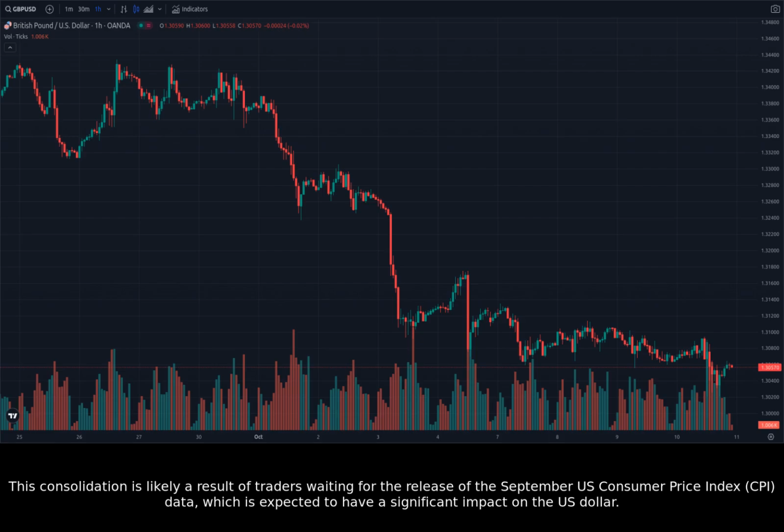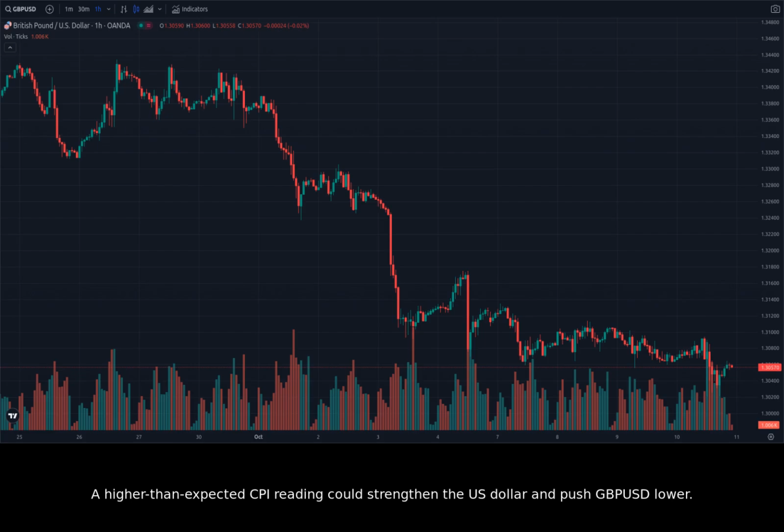This consolidation is likely a result of traders waiting for the release of the September U.S. Consumer Price Index, CPI, data, which is expected to have a significant impact on the U.S. dollar. A higher-than-expected CPI reading could strengthen the U.S. dollar and push GBPUSD lower. On the other hand, a lower-than-expected reading could weaken the U.S. dollar and give GBPUSD a boost.